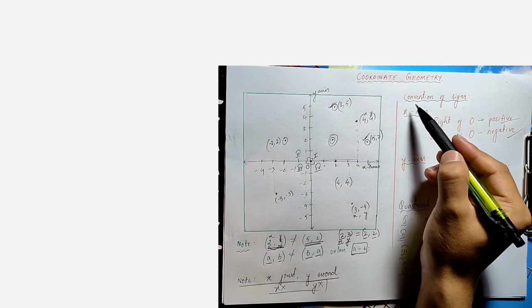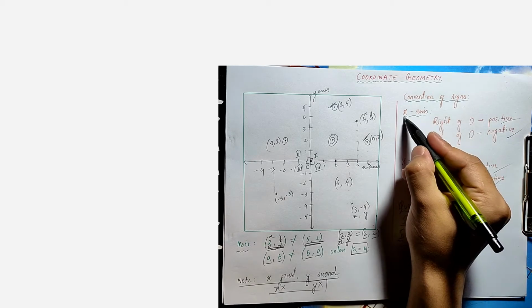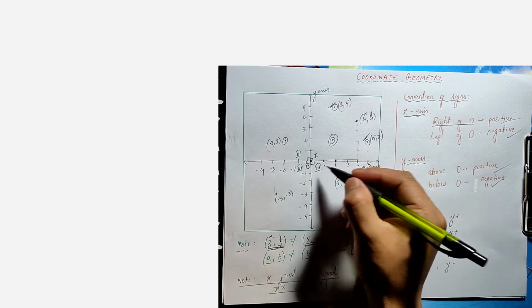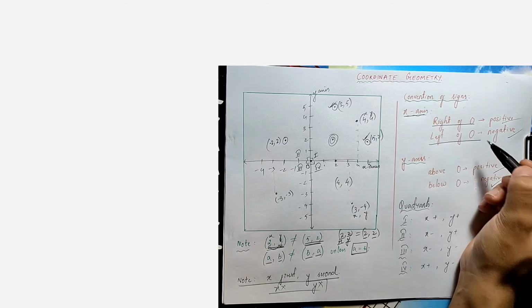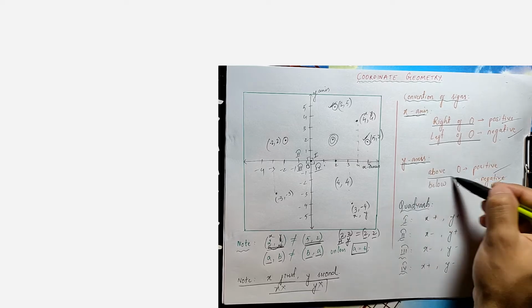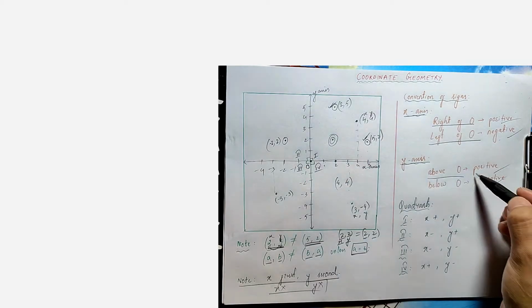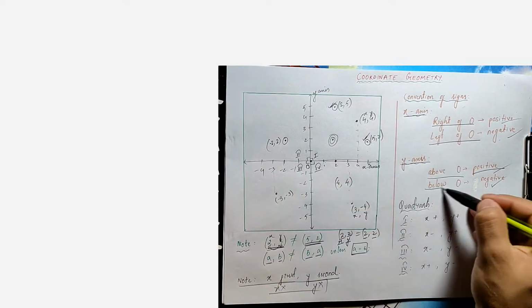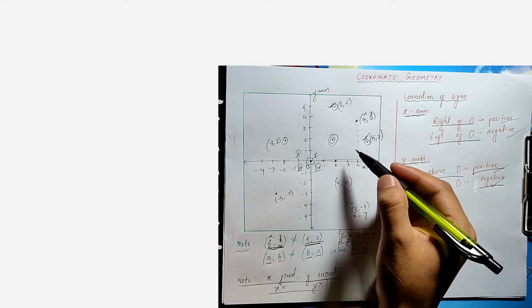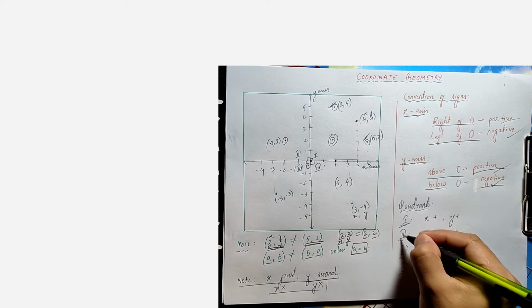So we have already discussed the conventions of sign. For the x-axis, right of O, or right of 0, is positive, left of 0 is negative. For the y-axis, above 0 is positive, below 0 is negative. Now that we have understood this, let us understand the meaning of this.